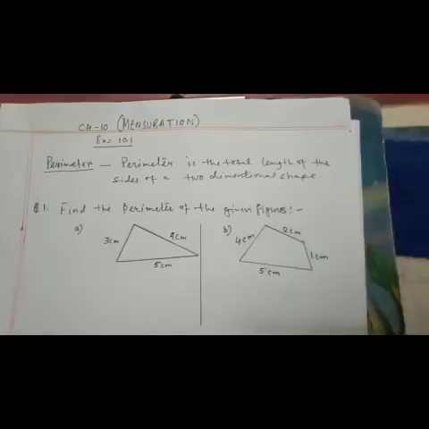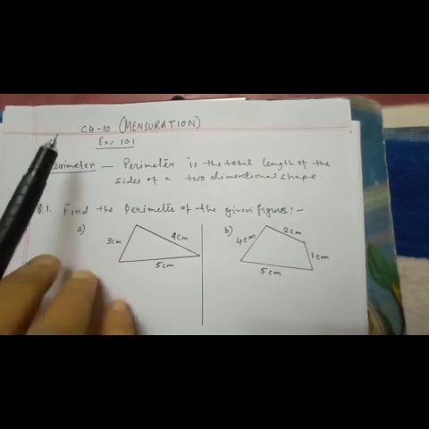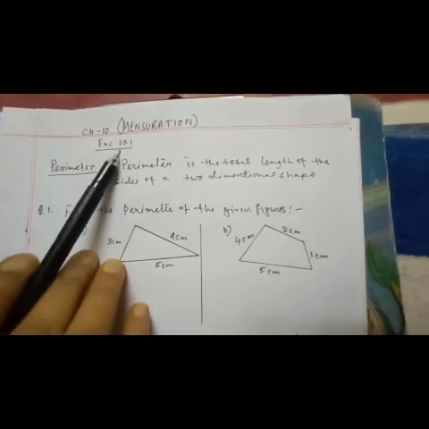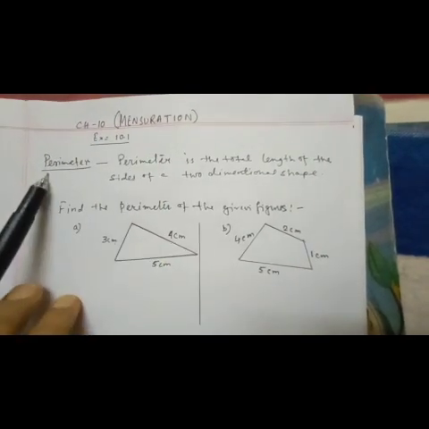Today we will revise exercise 10.1, perimeter. As you know, we have done it before also, but today we will revise a few different kinds of sums from this exercise. Chapter 10, exercise 10.1, mensuration.